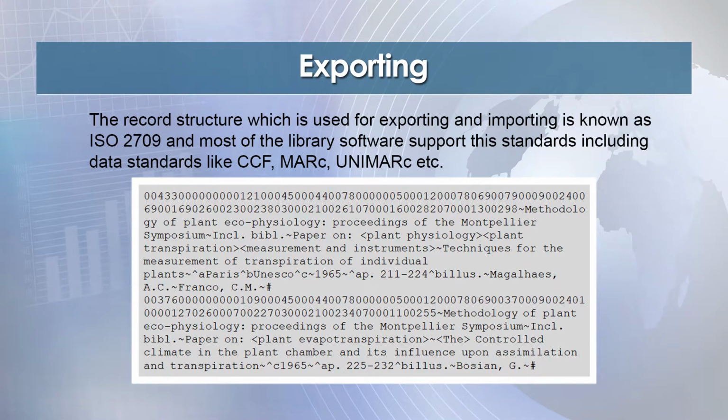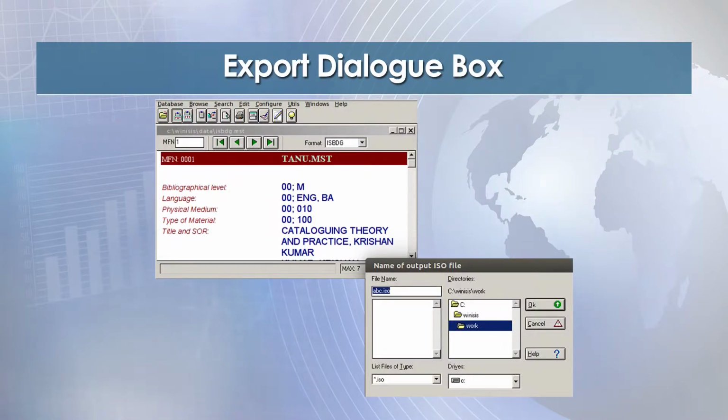So, the moment you export data into ISO 2709 by following this particular standard and protocol, you can import that particular record into any data set. Now, here you see how to export records in CDS ISIS. If you click the database menu bar here, you will see two options, export and import, along with other options. If you click the export option, it will give you a dialog box.